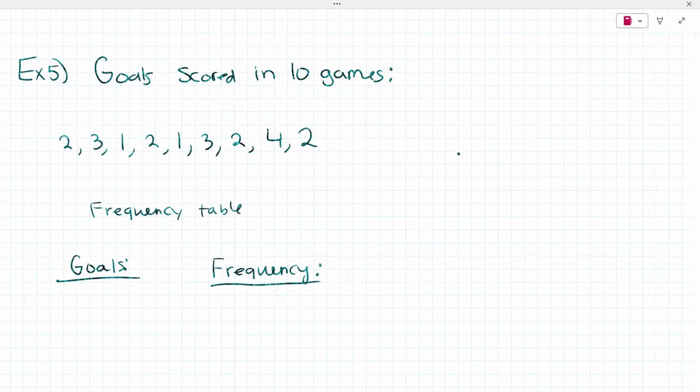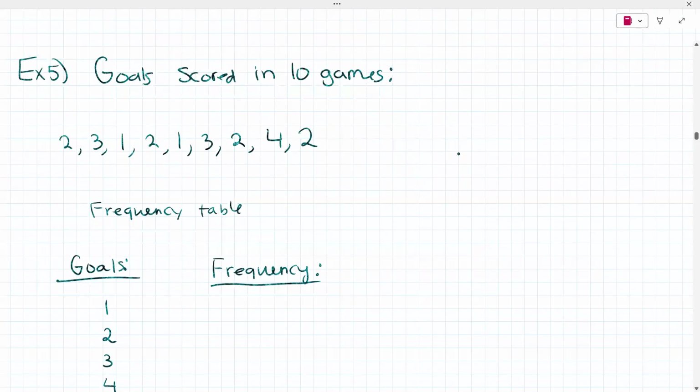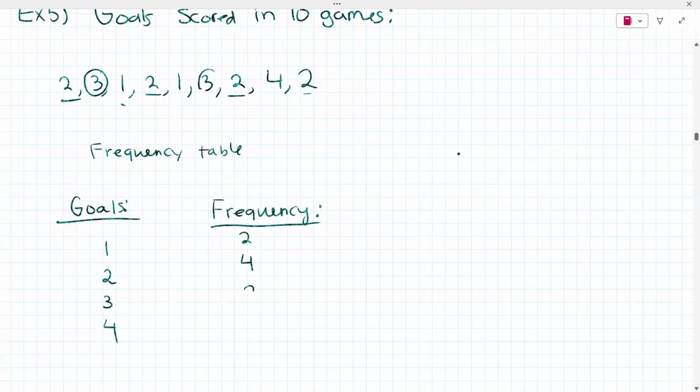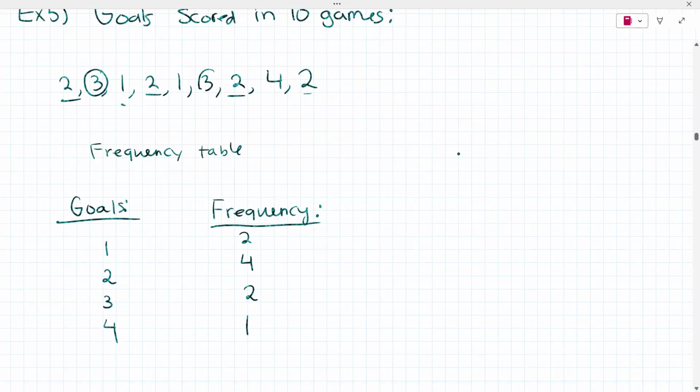So goals, there are 1, 2, 3, 4, and then for 1, there was a frequency of 2, right? Here and here. So you put a 2 here. For the number 2, there was a total of 1, 2, 3, 4. So 2, you're going to put 4. For 3, you're going to put 2. And then 4, there is a total of 1. Yep, so this is a frequency table.